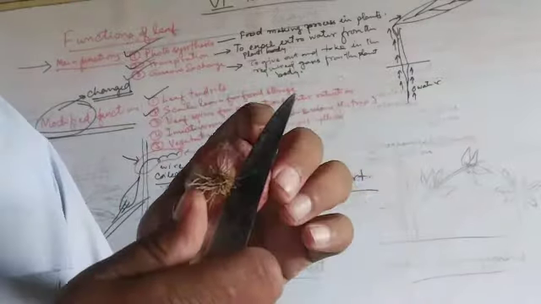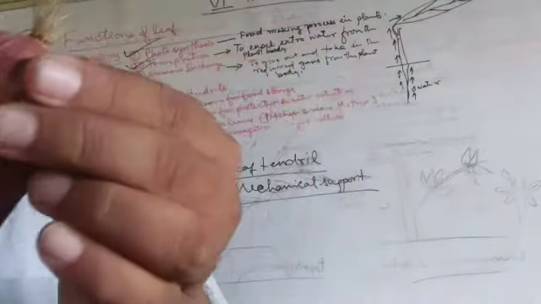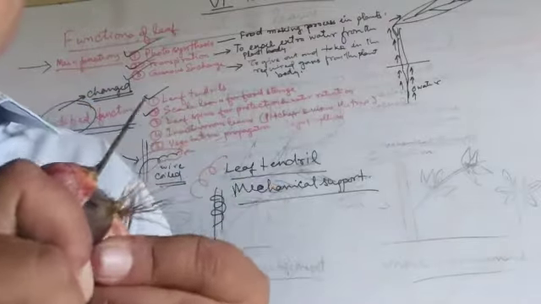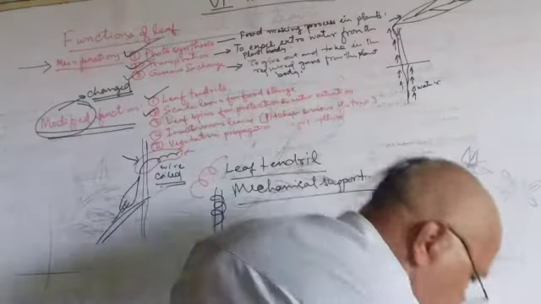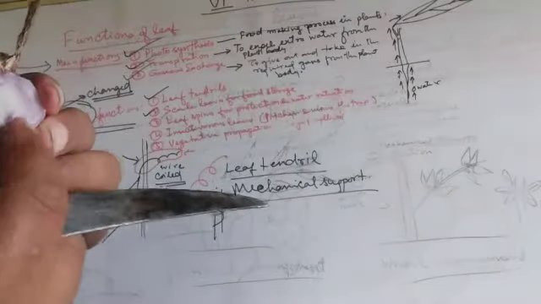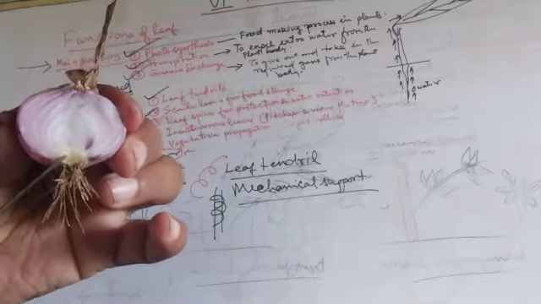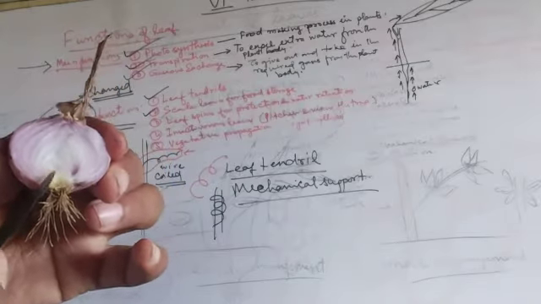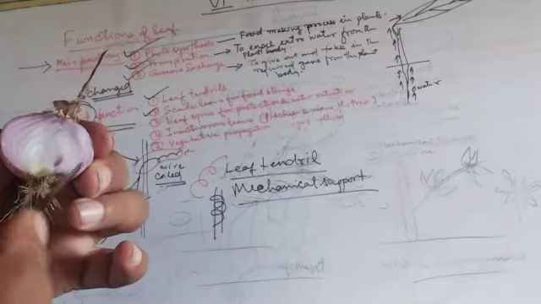If I remove this, immediately you have the stem. I am just cutting this for you longitudinally, right? I have cut this onion. Now you see, you can easily locate this one is the root, and where is the stem? This portion is the stem. Only this much is the stem, right? Only this much is the stem, and from this stem leaves come out.